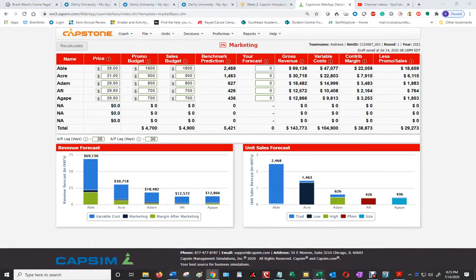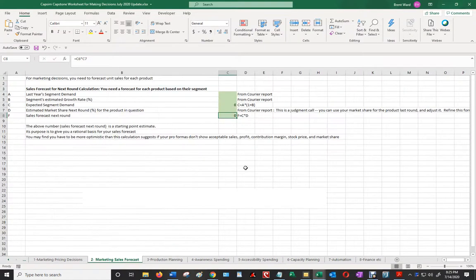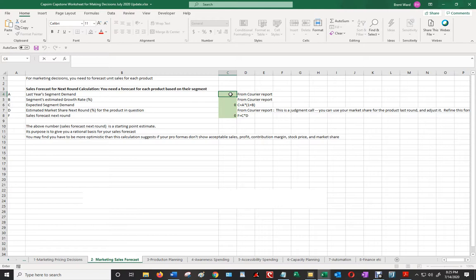So to do that, we're going to consult this spreadsheet that I created again. If you go here where it says Marketing Sales Forecast, when I click on that, what I have to do is figure out what the total market demand is for a specific segment, and then estimate how much market share I'm going to capture from that segment next round, and then that'll tell me what my sales forecast is right here. So I'm going to take the segment demand, and for Product Able, which is in the traditional segment, its growth rate, I'm going to find that in the Courier, and I'm going to use this formula right here to determine what the total segment demand is. Then I'm going to figure out what my estimated market share is for next round, and that's going to give me what my sales forecast will be for this product.